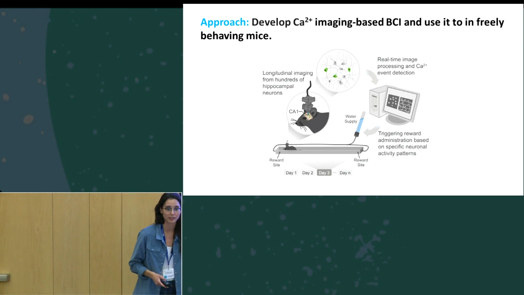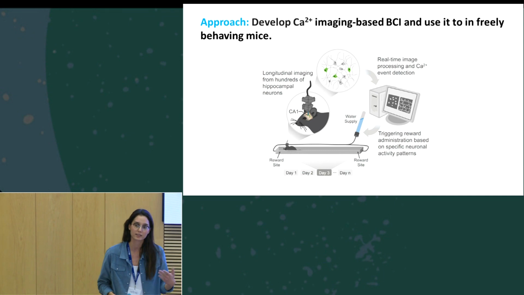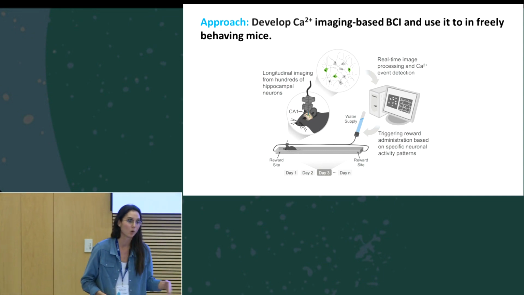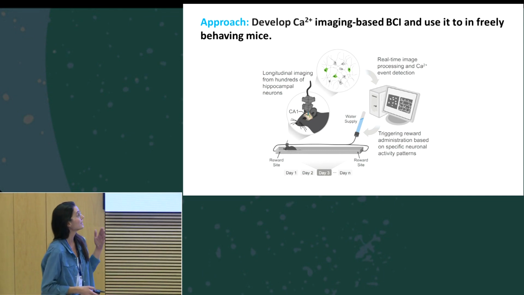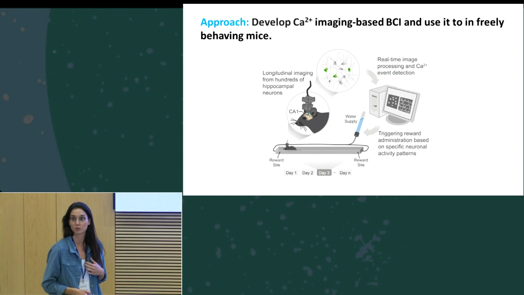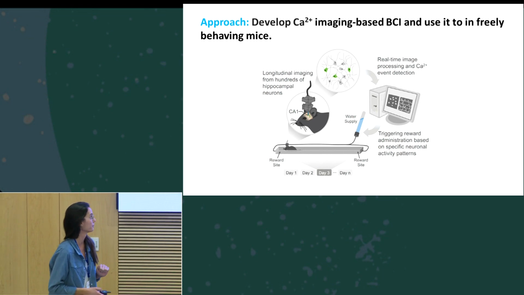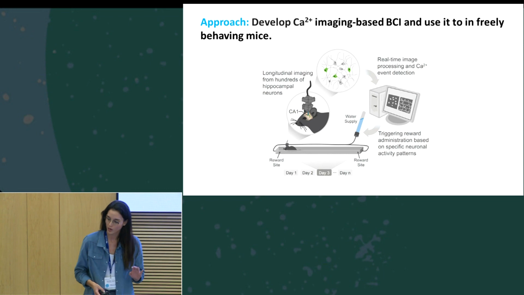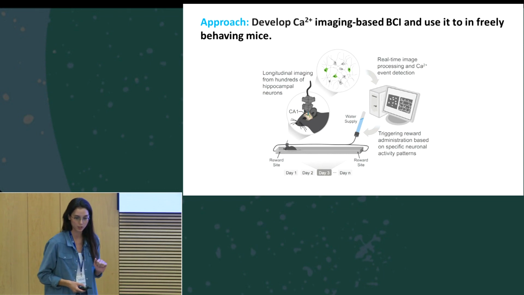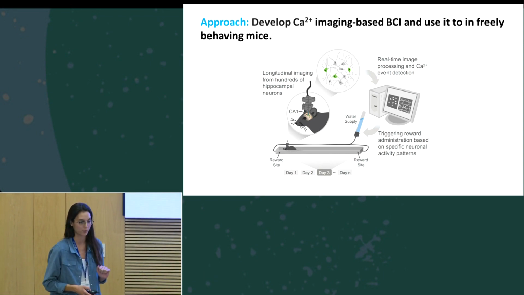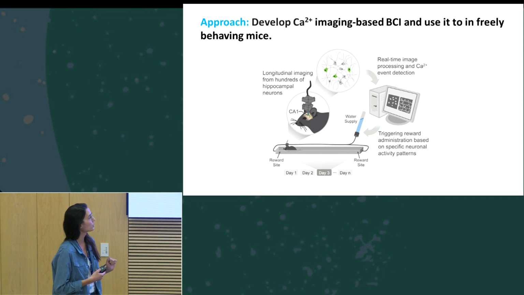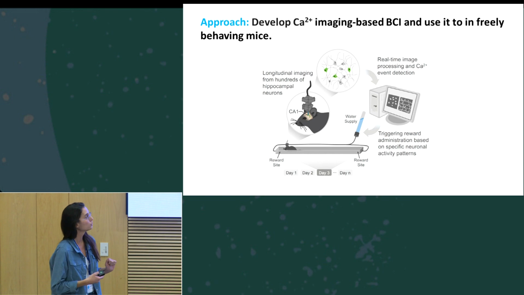And not only that, but because we can track the cell's identity over days, we can use the same set of cells to activate this BCI. Okay, so I will show you a short demonstration of an experiment we ran in which the mice were trained to run back and forth on this linear track to collect water rewards at its ends.